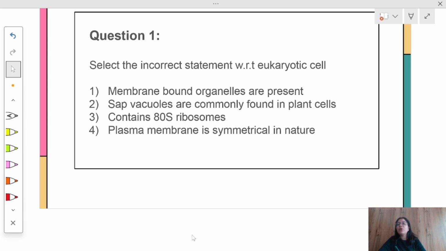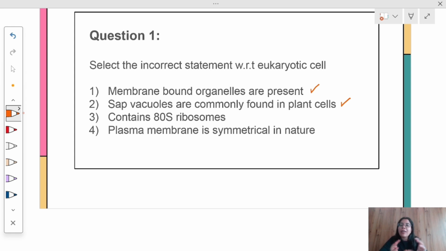So first statement you can see: membrane bound organelles are present. Tell me, is this true? Yes, absolutely true. You know very well that in a eukaryotic cell, you have membrane bound cell organelles, right? Sap vacuoles are commonly found in plant cells. Correct statement or not? There are different types of vacuoles, right? Contractile vacuole, gas vacuole, sap vacuole, food vacuole. And out of all of these vacuoles, which one is not considered a true vacuole and is also called pseudo or false vacuole?